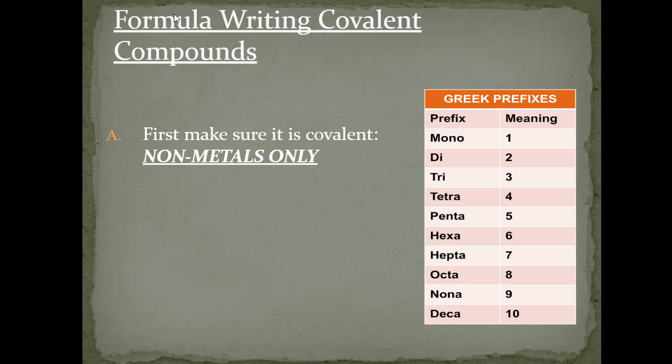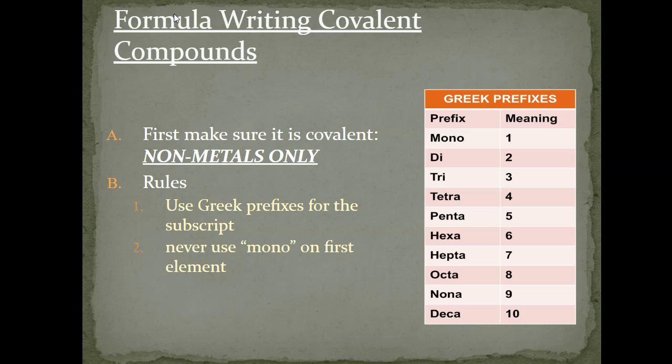The first thing you need to do is make sure you only have non-metals in your element list. If you have a metal in there, you are talking about an ionic bond, not a covalent bond, so you need to use the ionic naming rules, not the covalent rules. The rules for covalent naming: use the Greek prefix for the subscripts. Never use mono on the first element.